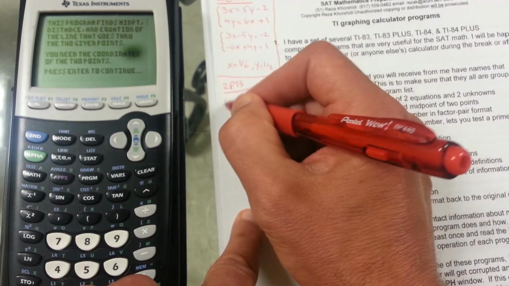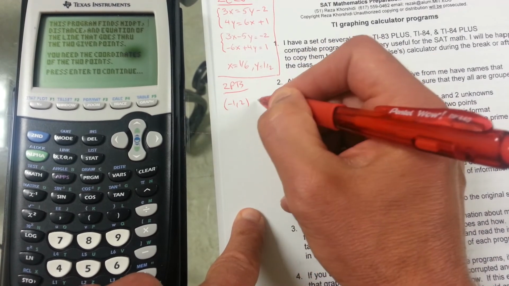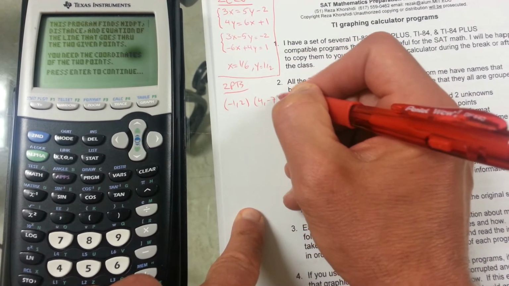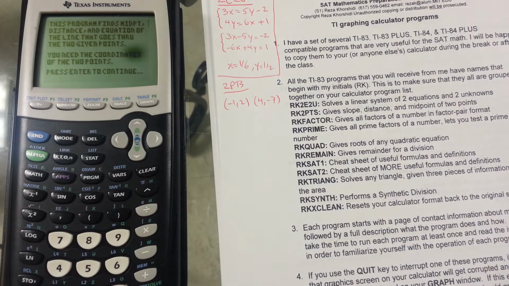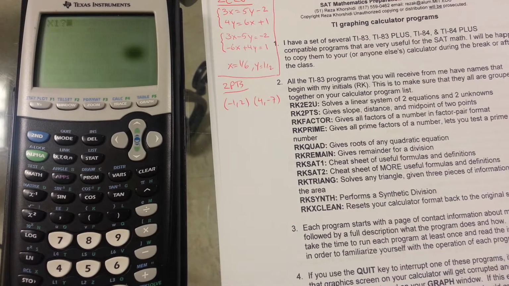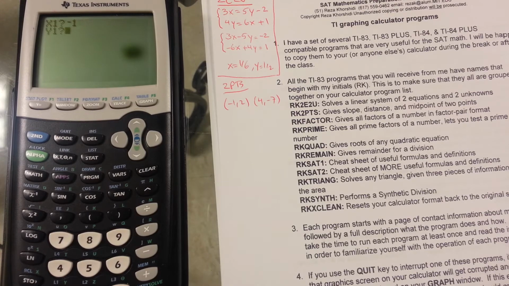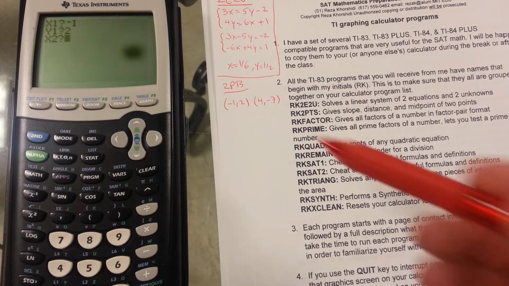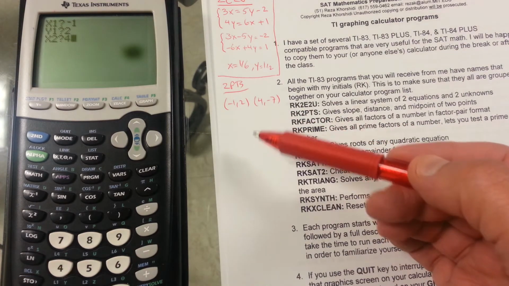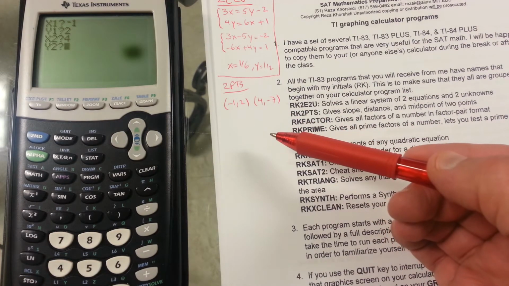I'm going to give you two coordinates here, negative 1 and 2, 4 and negative 7. Here's the coordinates of my 2 points. So if I press the enter key now, then it says x1. x1 is the x-coordinate of the first point, which is negative 1. y1 is 2. Then x2 is 4, and y2 is negative 7.